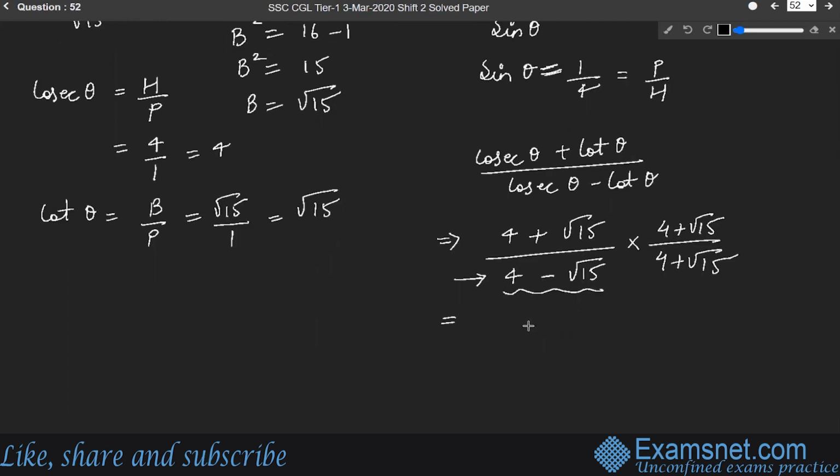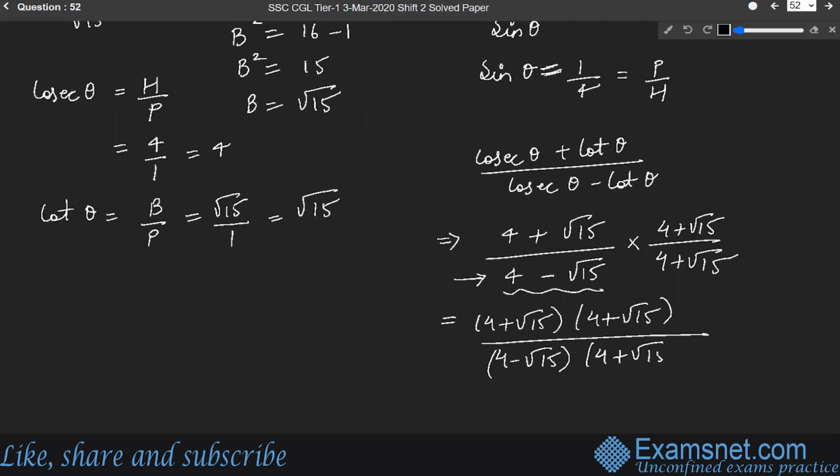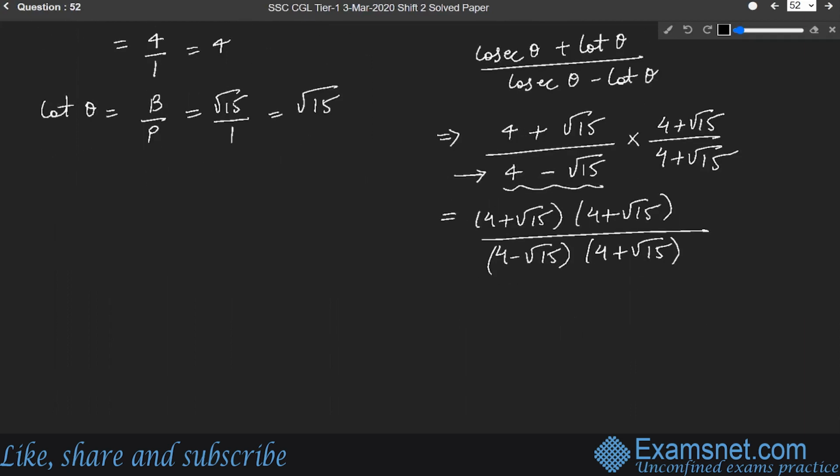Now we simply have to multiply. The numerator will be 4 plus root 15 into 4 plus root 15, divided by the denominator, which will be 4 minus root 15 into 4 plus root 15. So, it is very clear that the numerator will be 4 plus root 15 whole square, right? Divided by the denominator. It is in the form of a plus b into a minus b, which is equal to a square minus b square.